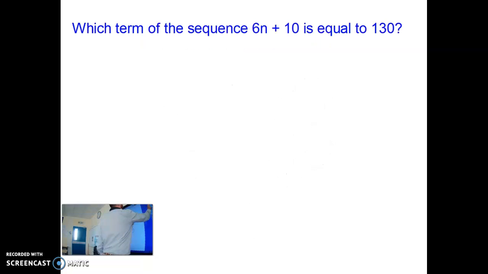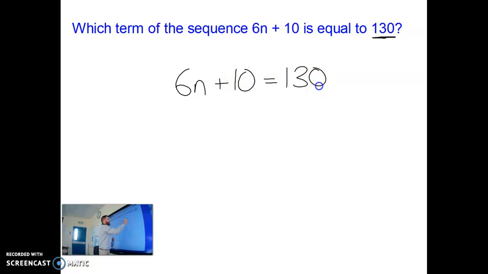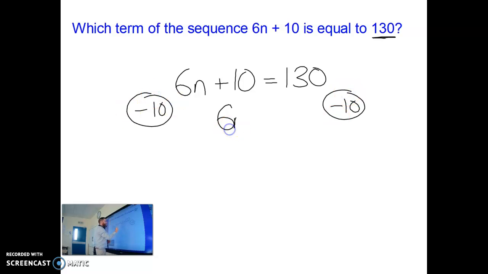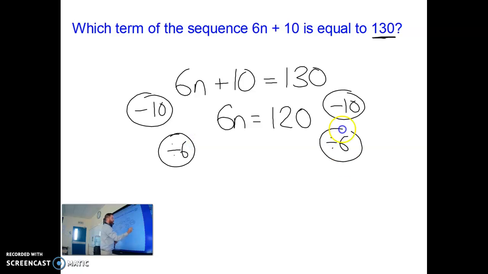All right. One other question you might be asked is, which term of the sequence 6n plus 2 is equal to 130? So we're told that this is in the sequence. We want to know where it appears, what position, which term is that one. So this is exactly the same type of question, we're just interpreting the results slightly differently. So I set up my equation, take away 2, take away 2, and I get 6n equals 128. Now I divide by 6, and I get n equals 20.